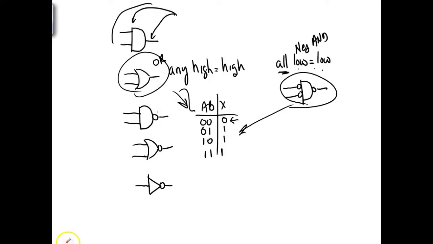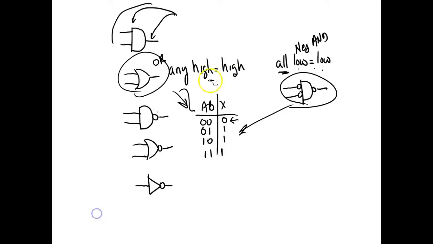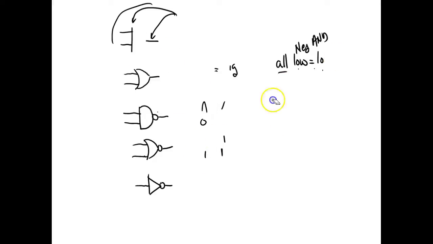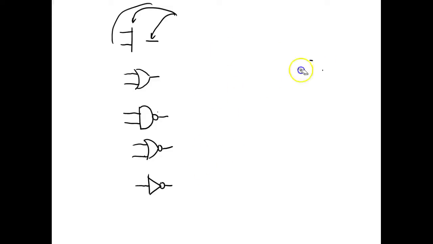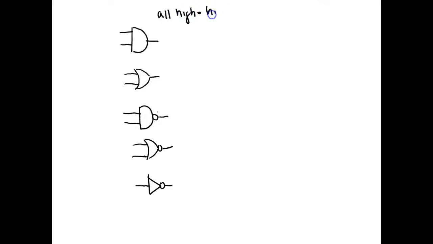So let's see if we can do the symbols. The truth tables are the same. So here's the positive logic symbol. I guess I should have just started from scratch. We're worried about the Boolean equation later on. So this was an AND gate, right? Which says what? All highs equal a high.